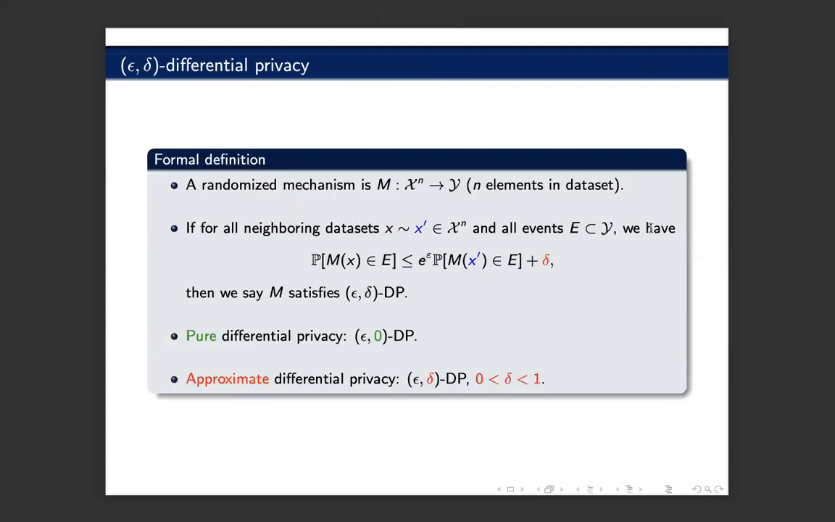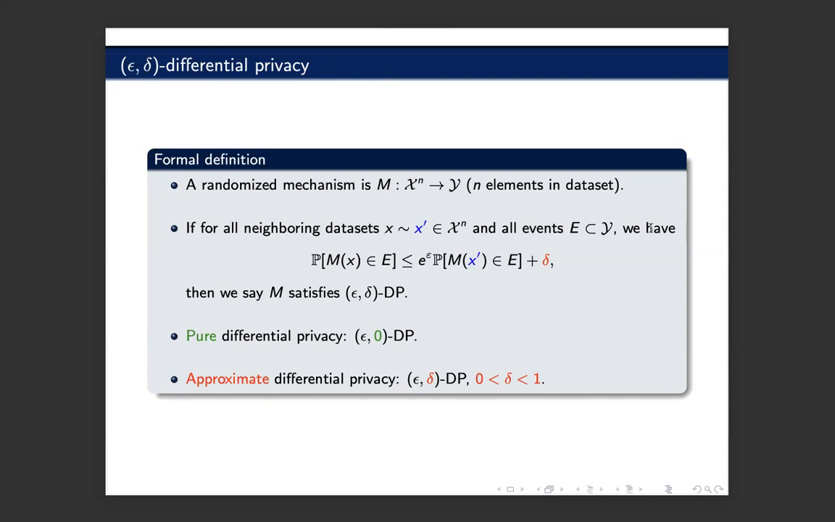This is the formal definition. I won't go into too much detail, but essentially the idea is neighboring data sets that differ in one element, one row, and then the probability that the output of the mechanism belongs to any set E, for X and X dash, is essentially small. There is a nuisance here, just a delta term, and this is something that we don't like to have, but sometimes it is inevitable, and I will talk about it later.